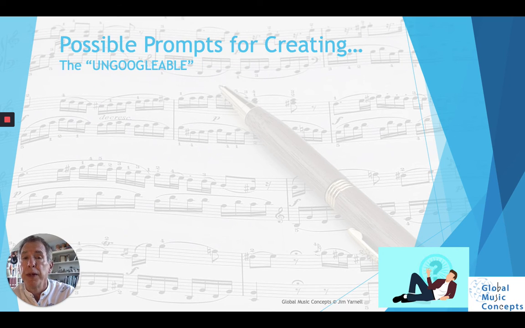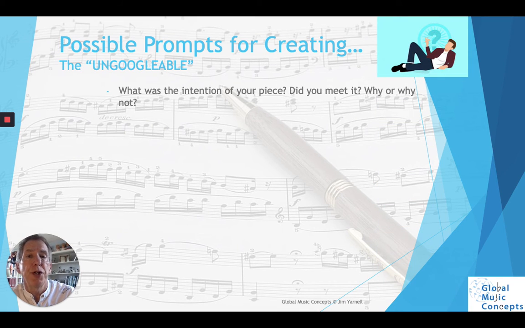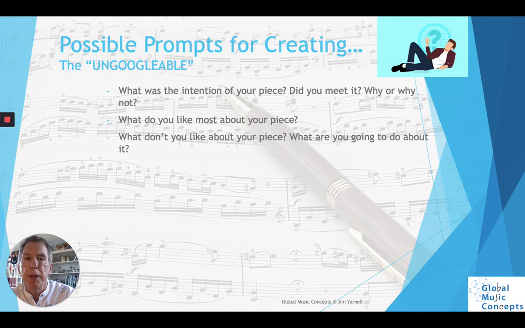Some more prompts, this time for the creating aspect of the journal. Again, this could be another folder in the journal. I'm not saying you have to do it that way, but it could be a possibility. What was the intention of your piece? Did you meet it? Why? Why not? What do you like most about your piece? What don't you like about your piece? What are you going to do about it?